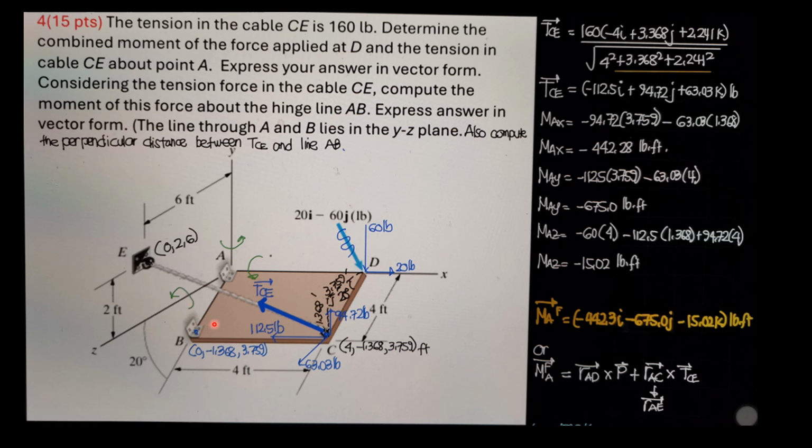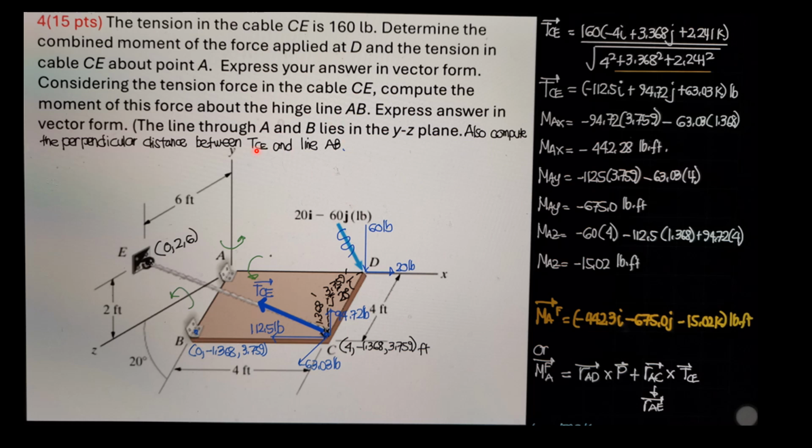And considering the right thumb rule, for the moment of the tension force about axis AB, this is the direction of the right thumb, and the curling of the forefingers would be that way. Since the force is above and it rotates in that positive sense, we expect that the scalar value of the moment of tension in CE about axis AB is positive.